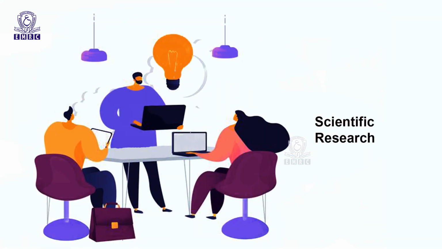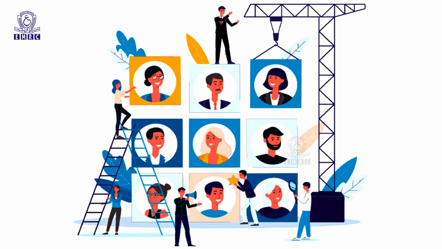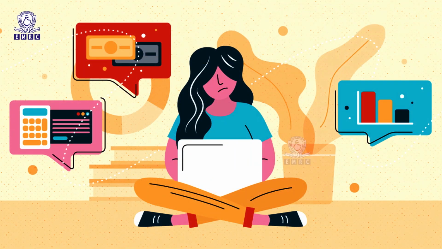Scientific research is often classified as being either basic or applied. Basic research in psychology is conducted primarily for the sake of achieving a more detailed and accurate understanding of human behavior. Applied research is conducted primarily to address some practical problems.